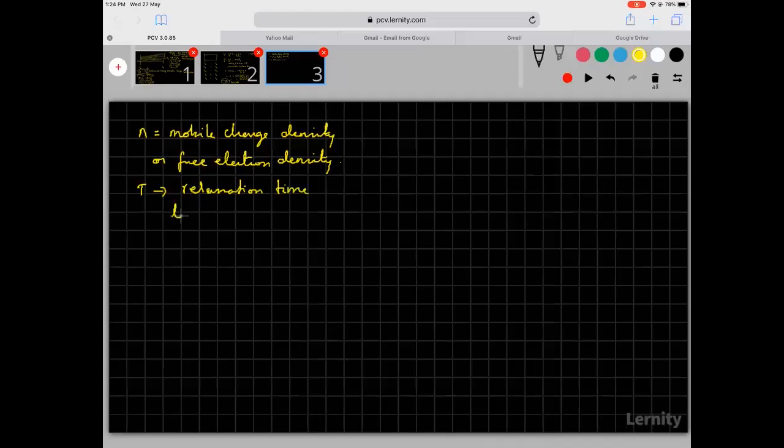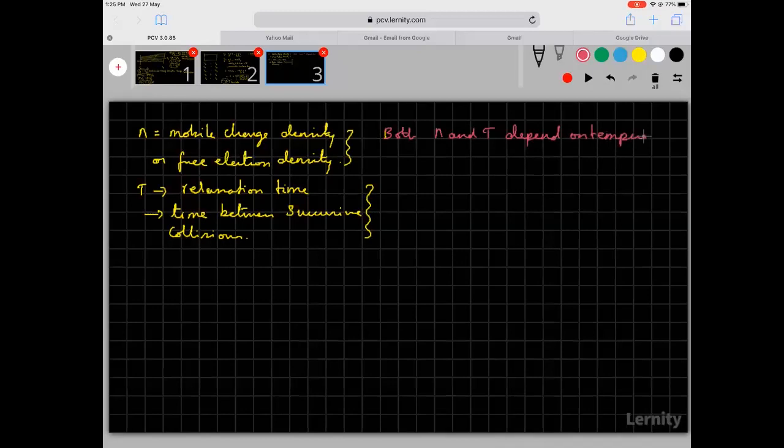It's the time between successive collisions. That is, the electrons are constantly colliding with each other. So it is the time between two successive collisions of the electron. Both N and tau depend on temperature.